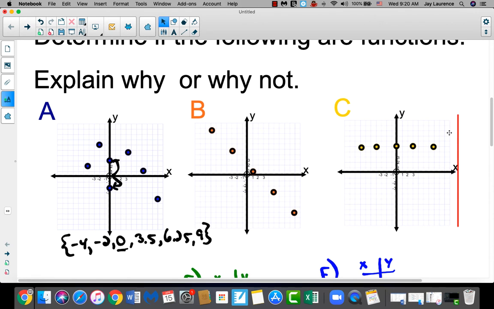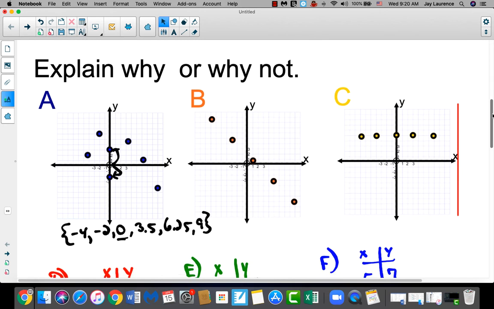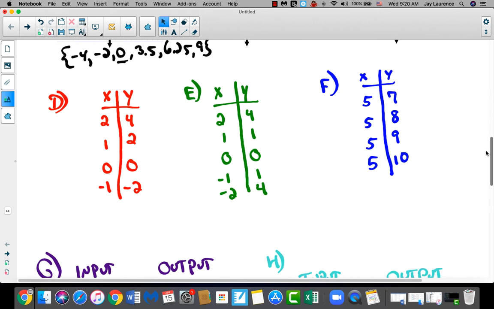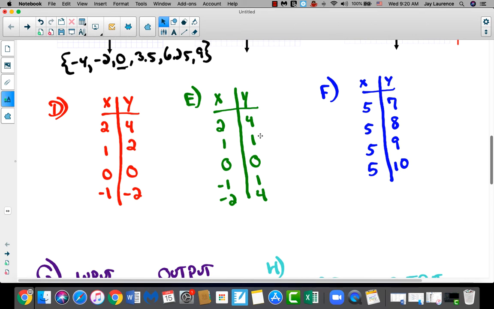There is no horizontal line test. The vertical line test is actually a theorem, all right? Something that's been proven in mathematics. All right. D is a function because no input goes to more than one output.